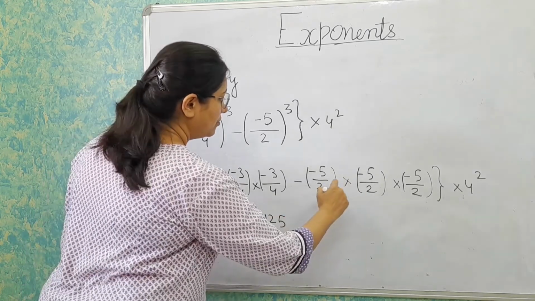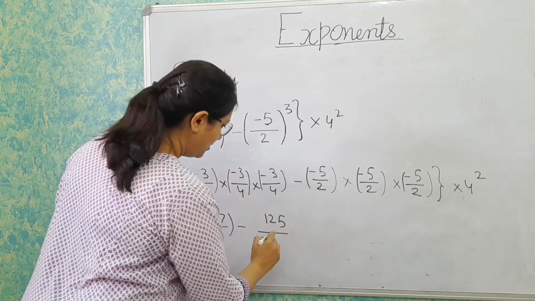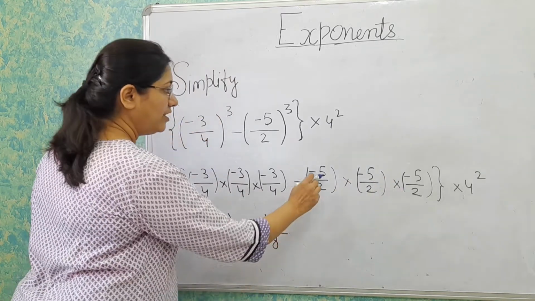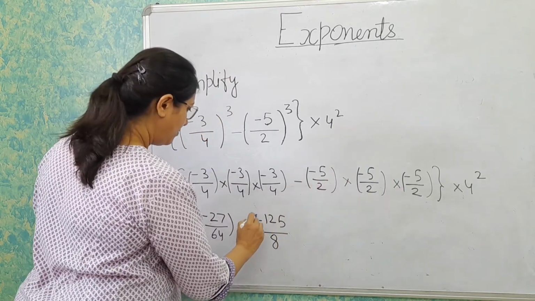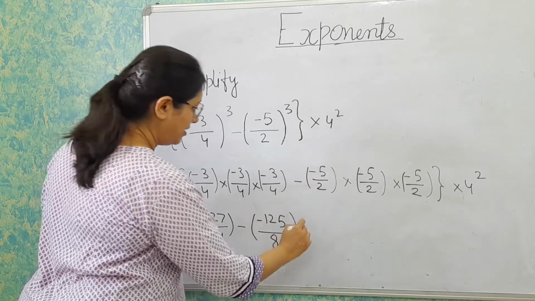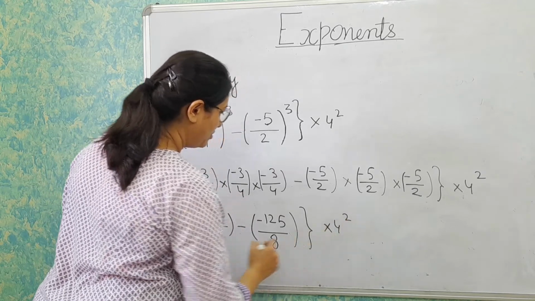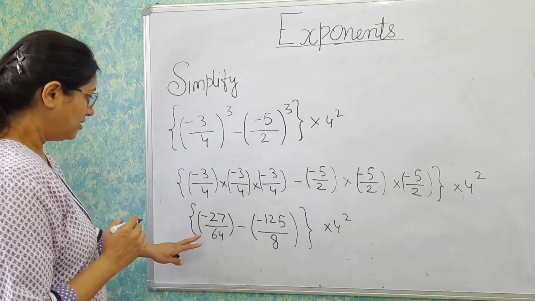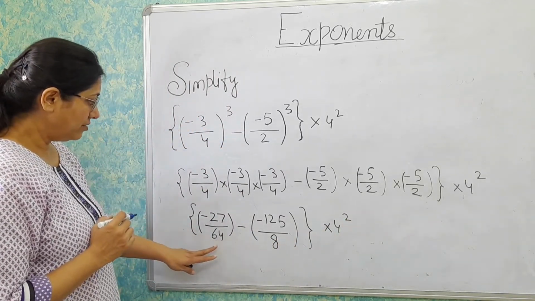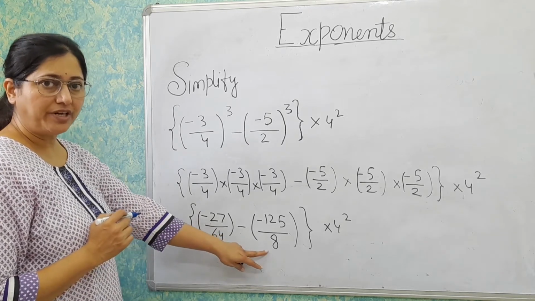Divided by 2 to the 4, 4 to the 8. And now the sign will be negative. Again I will put it in a bracket. Then I will close the middle bracket, multiplied by 4 square. So now I am having two numbers with different denominators.